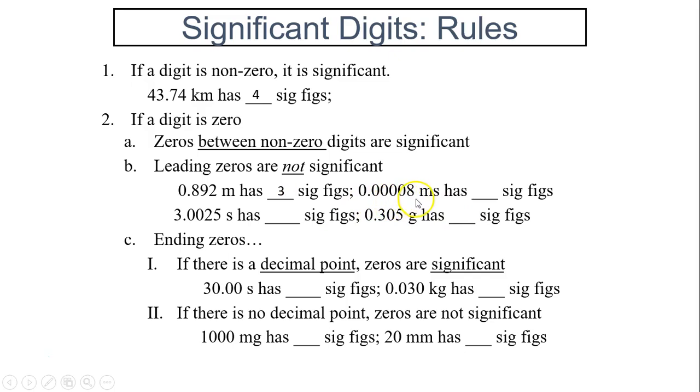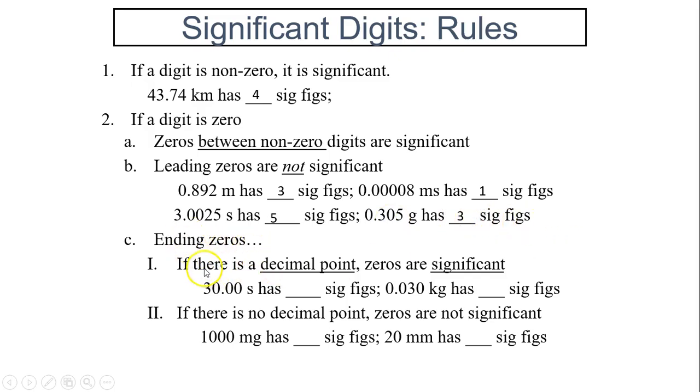Now, in this number, the next one, all the zeros are leading zeros. So this number has only 1 sigfig. This 0, it's between the non-zeros. So they are significant. So the total has 5 sigfigs. This number, 0.305, the first 0 is a leading 0, not significant. The second 0 is significant because it's between non-zero. So this has 3 sigfigs.